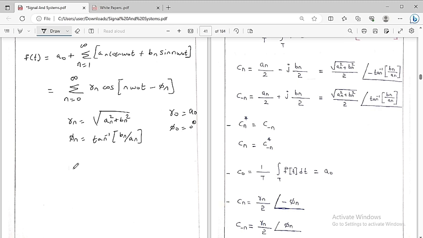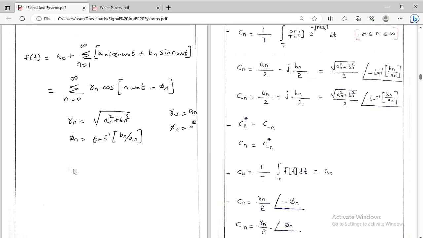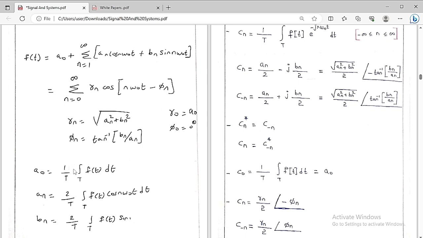Now then, what are the Fourier series coefficients? a0 = 1 by T integration over the period T of f(t) dt. Then an = 2 by capital T integration over the period T of f(t) cos(n omega0 t) dt, and bn = 2 by T integration over the period T of f(t) sin(n omega0 t) dt. These things you always have to keep in mind, then only we can solve.